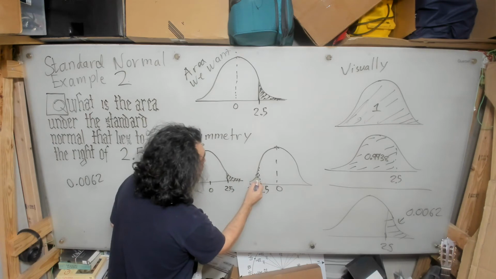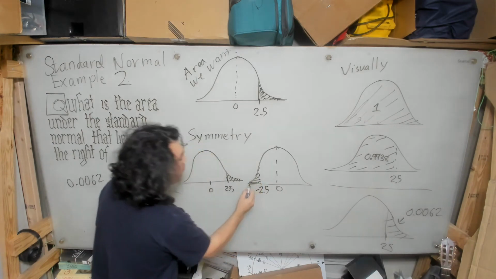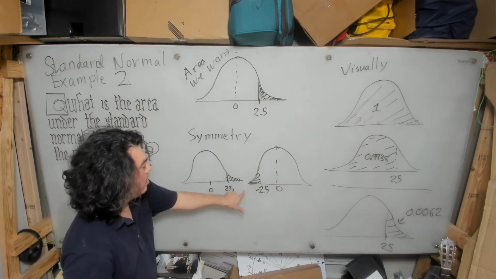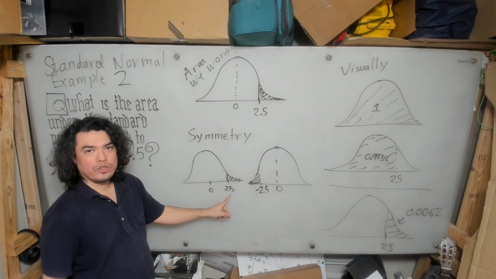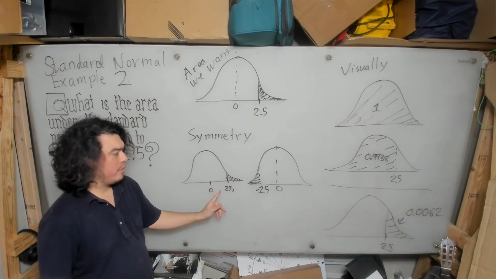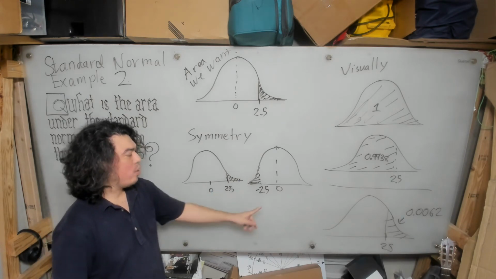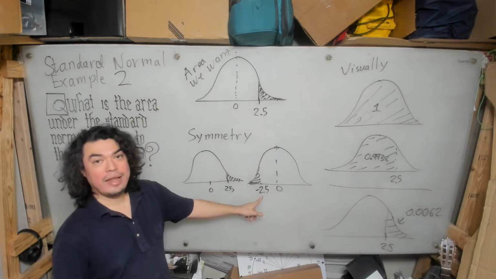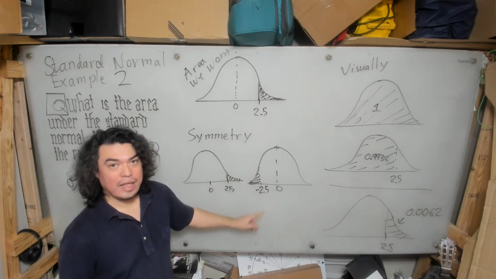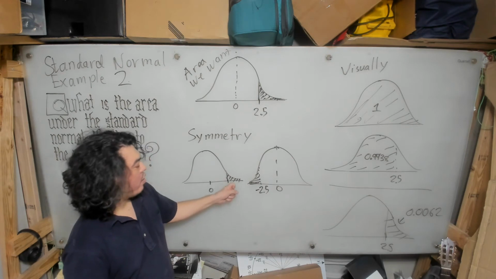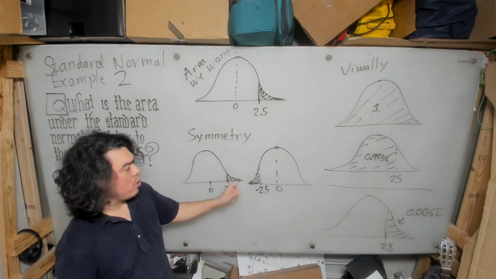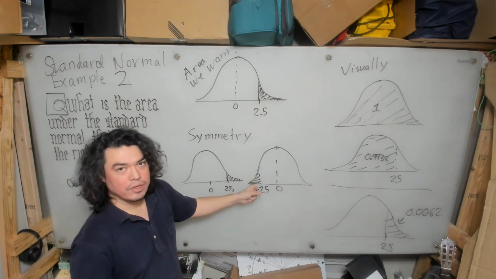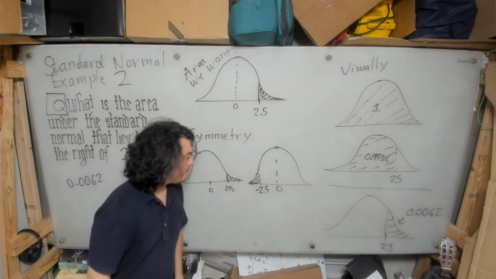Well, what does that mean? In this case, if going to the right I go 2.5 units from 0, then going to the left by 2.5 units will land me at negative 2.5. And the symmetry property we talked about was that the area to the right of 2.5 will be the same as the area to the left of negative 2.5.